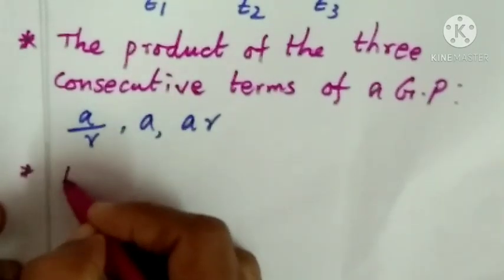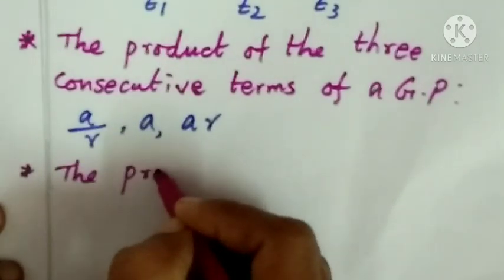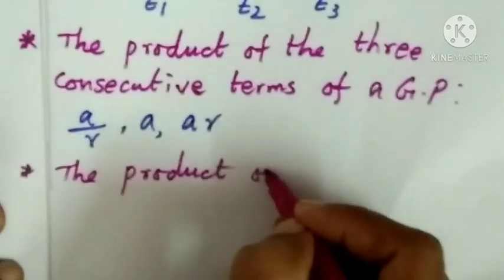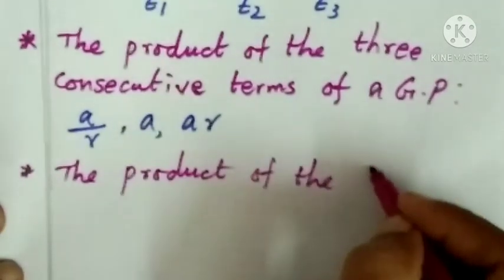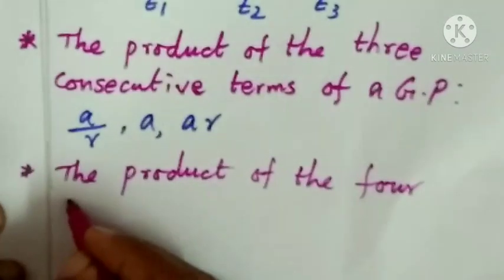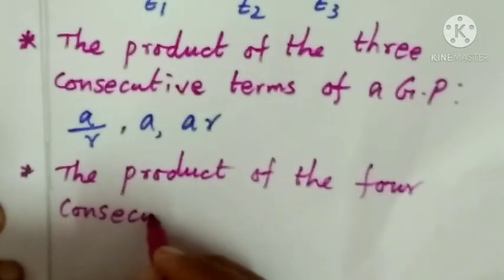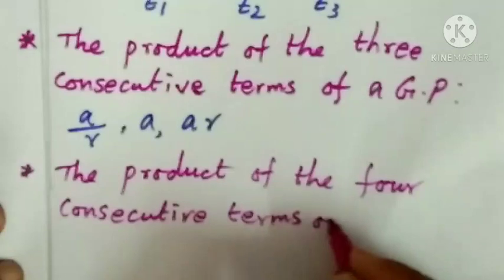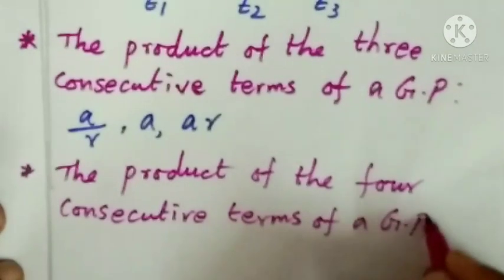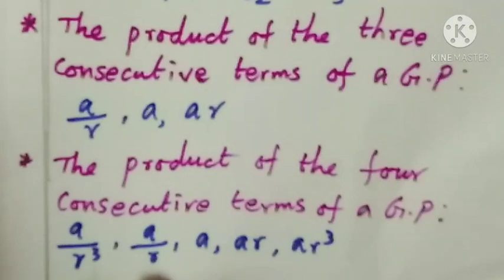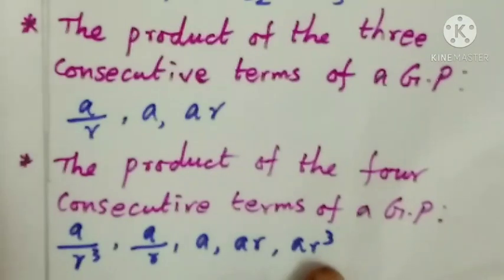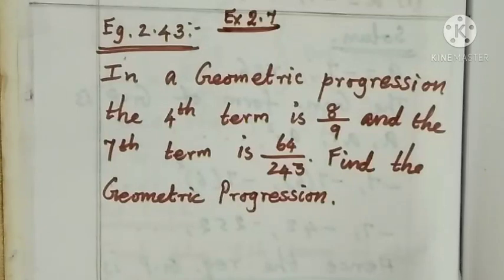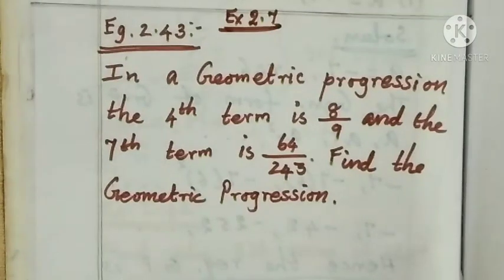Then the last point, the four consecutive terms of a GP are A by R cube, A by R, AR, AR cube. These are the important points to remember of this exercise. Let us see the remaining examples of exercise 2.7.